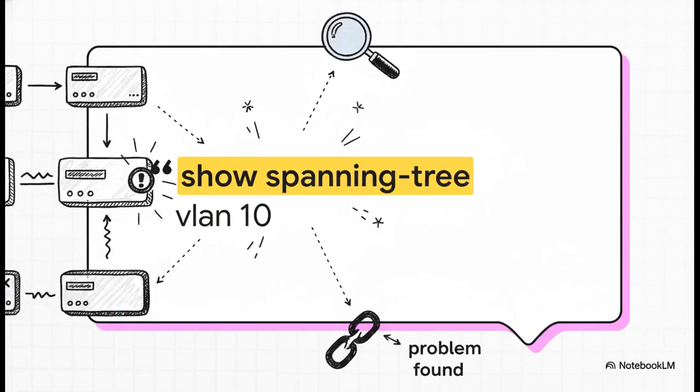So how do we prove our theory? Well, our first stop is always this command, show spanning-tree vlan 10. Think of this as our X-ray vision into the STP topology. We're hunting for one very specific line. "This bridge is the root." If you see that message on the wrong switch, you found your smoking gun.